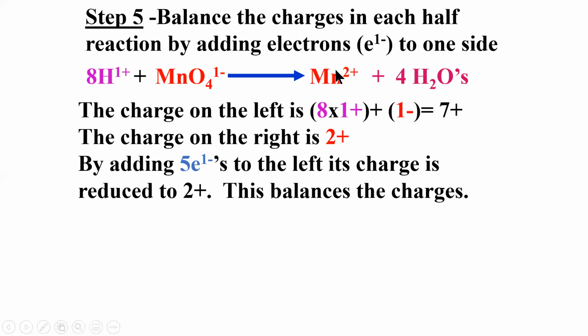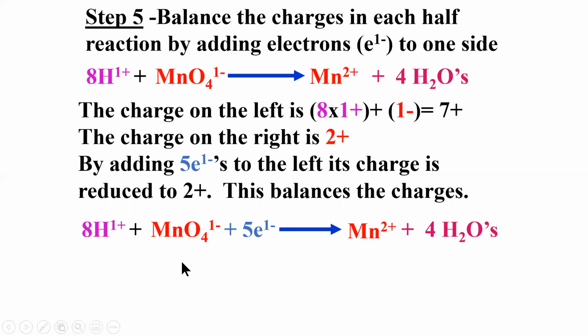We get an overall charge of plus 2 when we add the 5 electrons to the left. Why do we need a plus 2 charge? Because the overall charge on the right is 2. So that's our next step. Double checking again: 5 and 1 adds up to 6. 6 minuses, 8 pluses gives us 2 pluses. There's a 2 plus charge on the right.